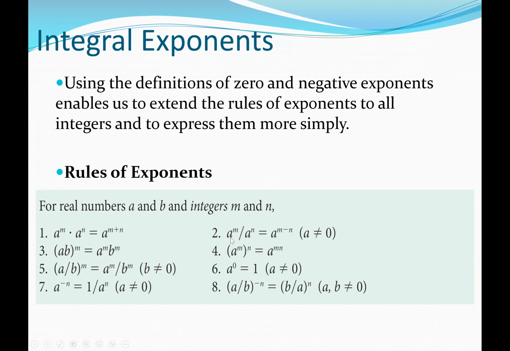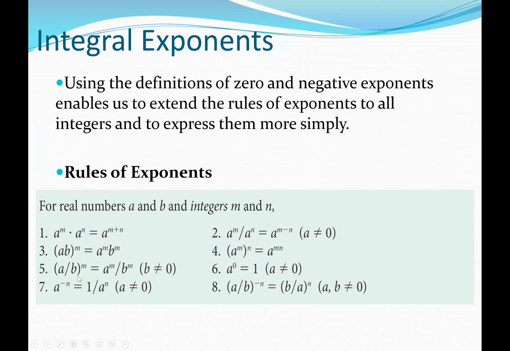Now the second one, we have a to the power m divided by a to the power n. Since it's division, we subtract the denominator exponent from the numerator exponent. So it will be a to the power m minus n. Now ab to the power m is the same as writing a to the power m times b to the power m. And also a to the power m all to the power n, we multiply the exponents. So we get a to the power m times n.